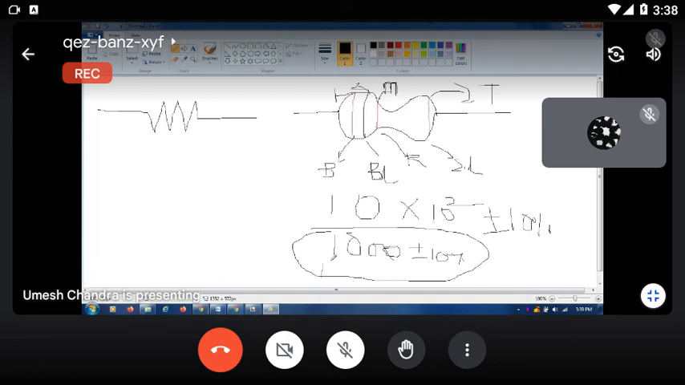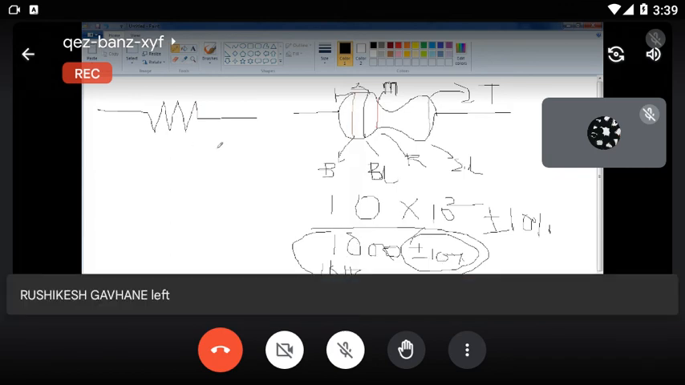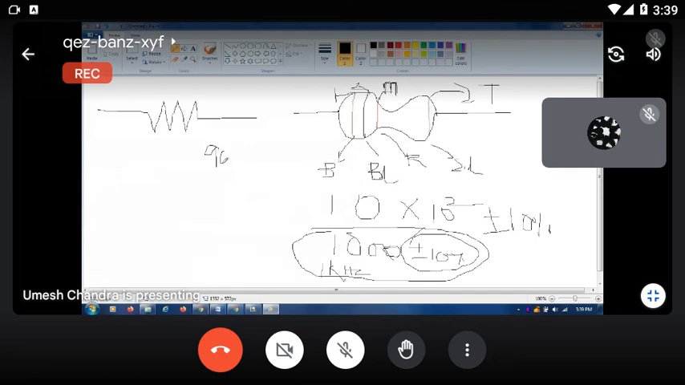1000 hertz or 1 kilohertz. Okay, and what is the tolerance? Plus or minus 10%. When you measure the resistance value by using a multimeter, your resistance value may be between 900 ohm and 1100 ohm, because 10% of 1000 is 100. Due to the tolerance of plus or minus 10%, the measured value lies between 900 ohm and 1100 ohm.